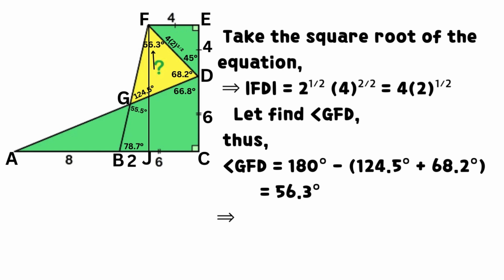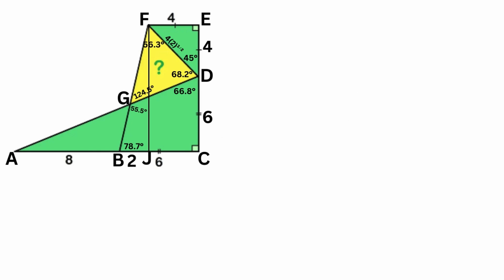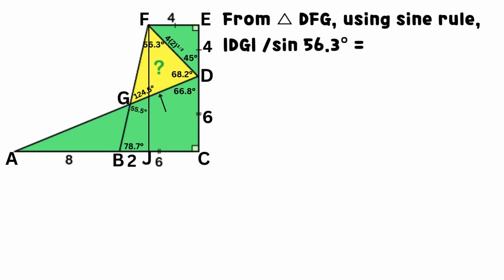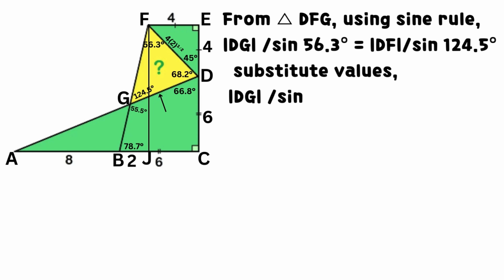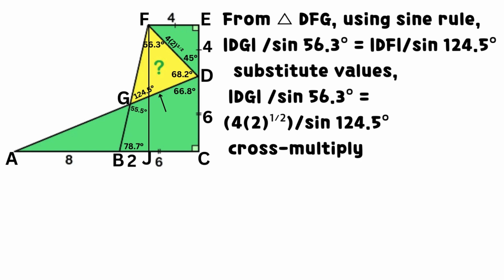Let's find angle GFD. Thus, angle GFD equals 56.3 degrees after substitution and simplification of values. From triangle DFG, using the sine rule, DG divided by sine 56.3 degrees equals DF divided by sine 124.5 degrees.